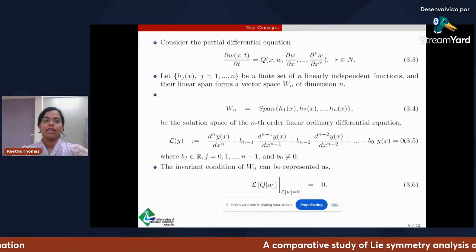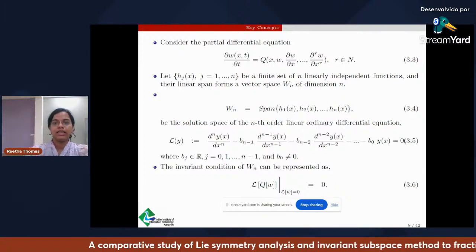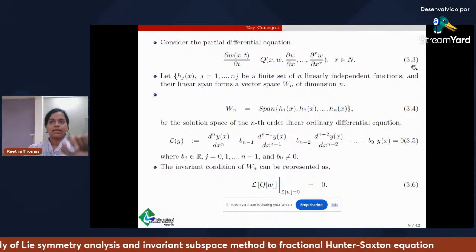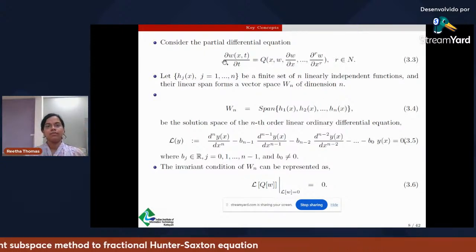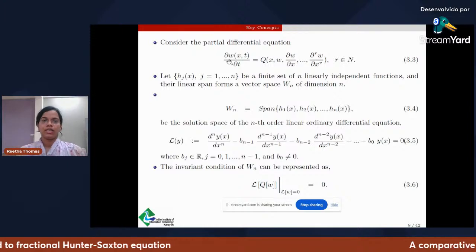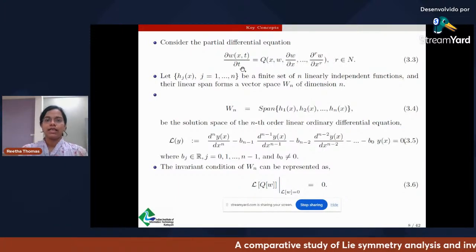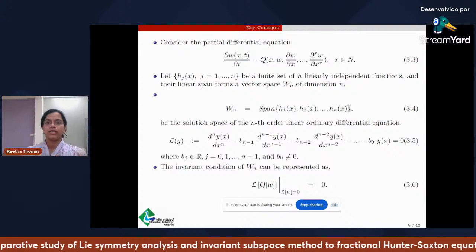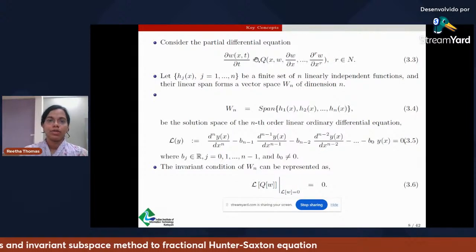The basics of invariant subspace method for PDE is as in the following slides. Here we consider 3.3, the partial differential equation ∂W/∂t. Here the left-hand side is restricted to the time derivative, which is equal to Q[W, W_x, ∂^r W/∂x^r], which consists of space derivatives of the dependent variable W only.